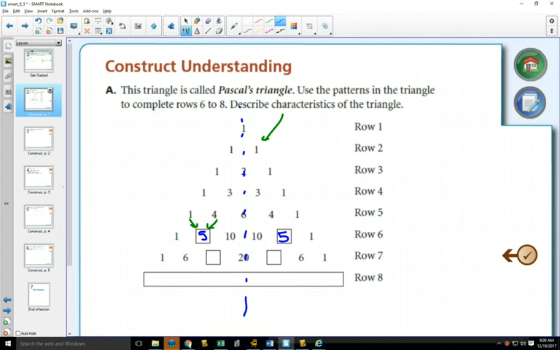So then in the next row, the next box, what did you find? 15. And then by symmetry, this one's 15 as well. How did you get that 15? Okay, again, you could add the 2 above. This is probably the most common way to find something in the next row of Pascal's triangle, adding the 2 numbers above. Did anybody figure that 15 out in a different way?